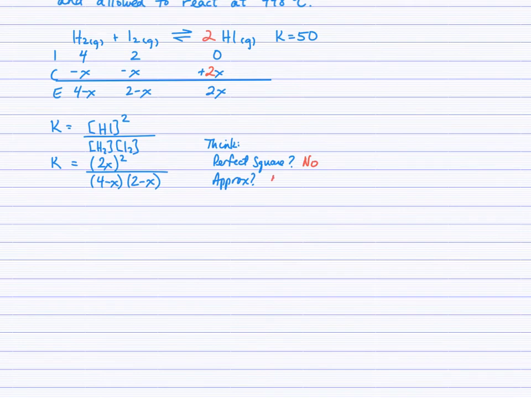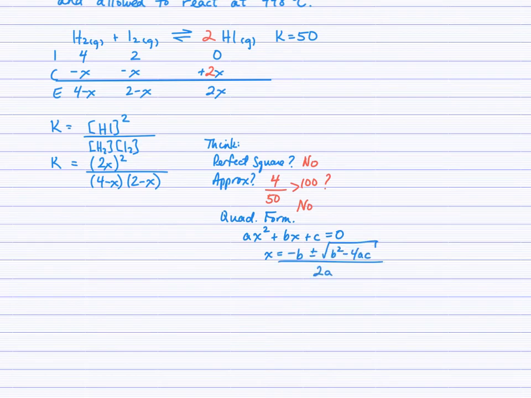Well, does the initial concentration, so let's say 4, as I see for H2, divided by K, which is 50, is that greater than 100? And I don't even have to pull out my calculator to see that no, it's not. So the approximation's not going to work here either. So then the last choice is the quadratic formula. So I need to write the trinomial in the form ax squared plus bx plus c equals 0, and then use the quadratic formula to solve for x.